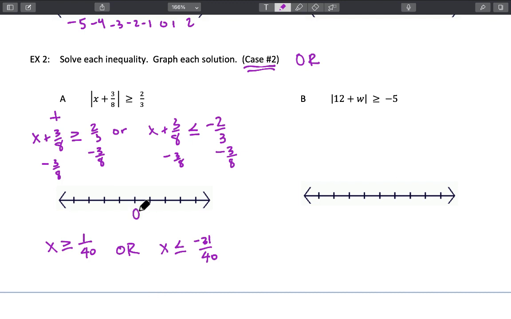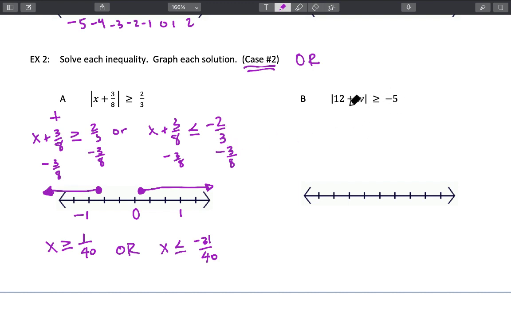we'll go ahead and graph these now. So here's 0, we're going to put 1 way out here, negative 1 way out here. Well, 1/40th is very, very close to 0. We want all of those x's greater than or equal to 1/40th, so that's everything shaded out here to the right, or all of the x's less than or equal to negative 31/40th, which is pretty close to negative 0.75. So we're going to put that circle there and everything shaded to the left. All right, so there's the graph of that solution set to that absolute value inequality.